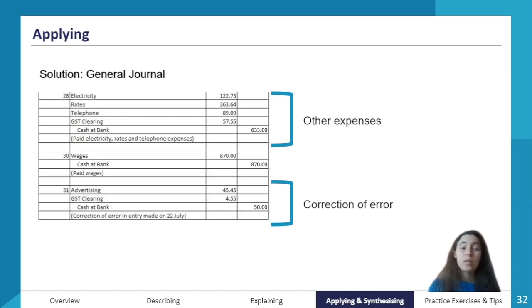You've got your wages here. Like I mentioned earlier, wages doesn't attract GST, so that's a really simple transaction. And finally, we've got a correction of errors entry. So there was an error made on the 22nd of July, and so we are accounting for that by just changing it to reflect what actually happened. In this case, advertising is going up, cash at bank is going down.